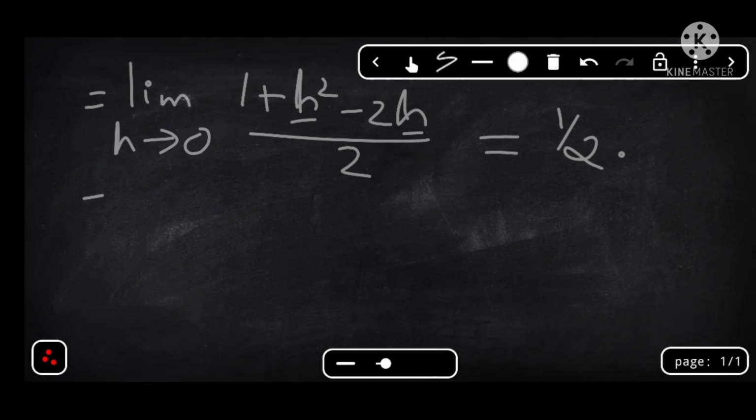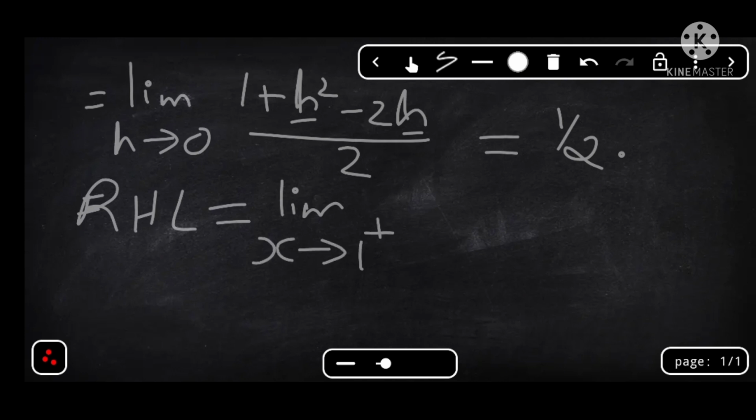Similarly, let's check the RHL also. RHL will be limit h tends to 1 plus. The other one was x tends to 1 minus, because x was between 0 and 1. Here this is the x greater than 1 condition. Fine. So the function is 2x square minus 3x plus 3 by 2.